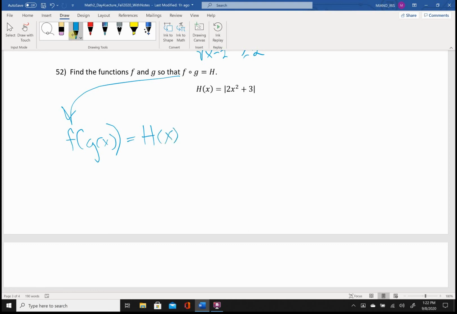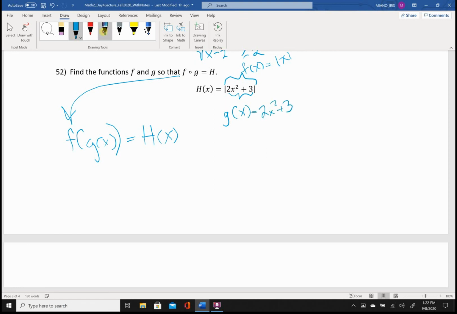So we have to look at the structure of h of x and determine what would be an appropriate inner function and what would be an appropriate outer function. From what I can see, the outermost function or operation is going to be this absolute value. So the absolute value of x, I would say, would be f of x. And then the inner bit, the stuff inside the absolute value, it would be appropriate to have that be your g of x.